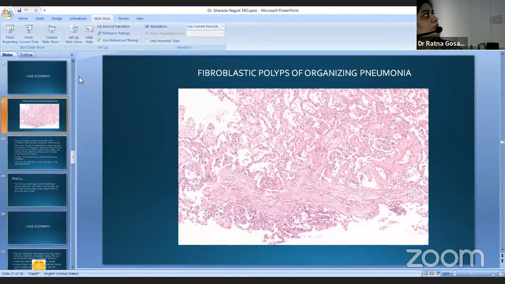These branching structures here, this is all the alveolar lung parenchyma, and there is a lot of inflammatory infiltrate here. Along with that, these structures are found. So these are nothing but these branching structures. These are fibroblastic proliferation in a myxoid background, and these branching structures are called organizing pneumonia polyps. So these are fibroblastic polyps of organizing pneumonia.